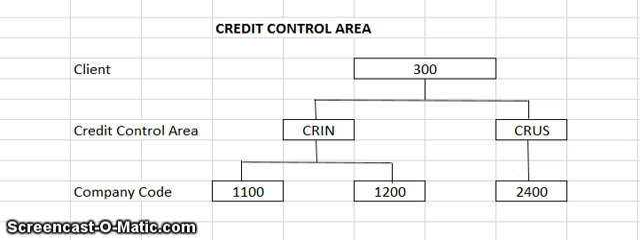What I would like to talk to you about today is the credit control area in SAP. If you look at the previous video I made, I was discussing the organizational structure of SAP. Well, the credit control area in SAP falls directly under the financial area of SAP. So basically, the credit control area is part of SAP FI or FICO.